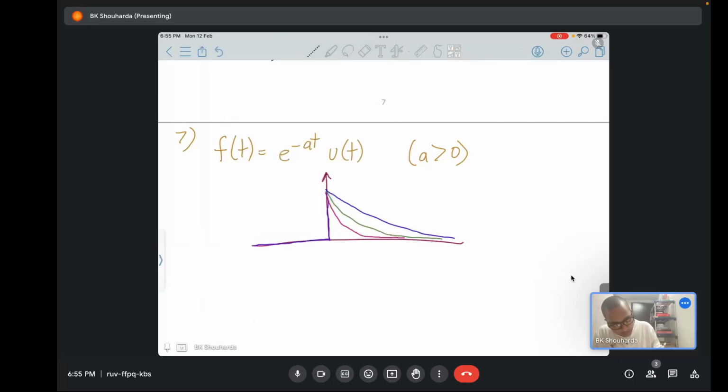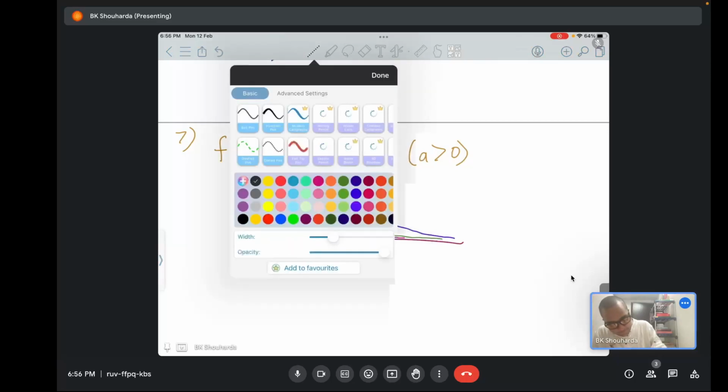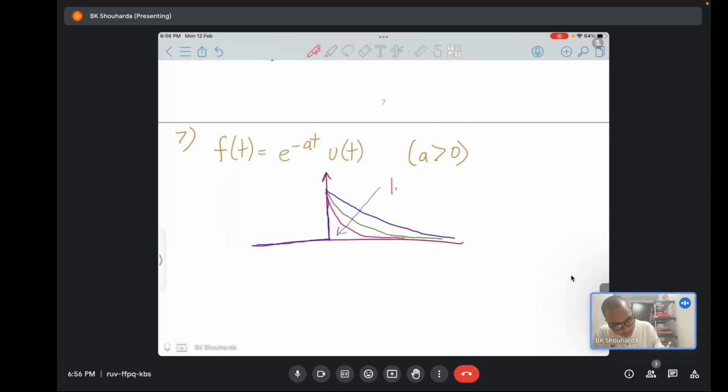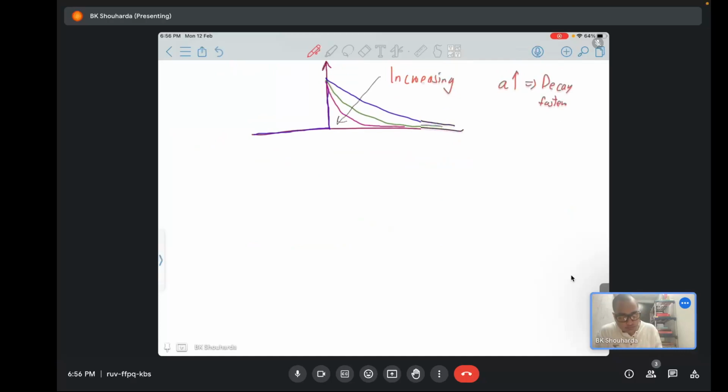So you see here that this actually happens with increasing a. As your a goes up, your decay becomes faster. Fine. And where do you observe such signals?